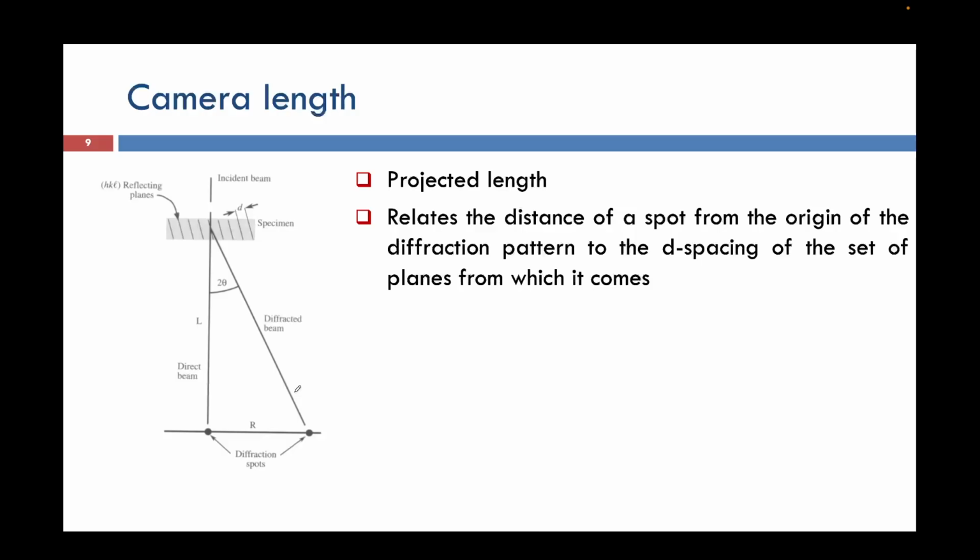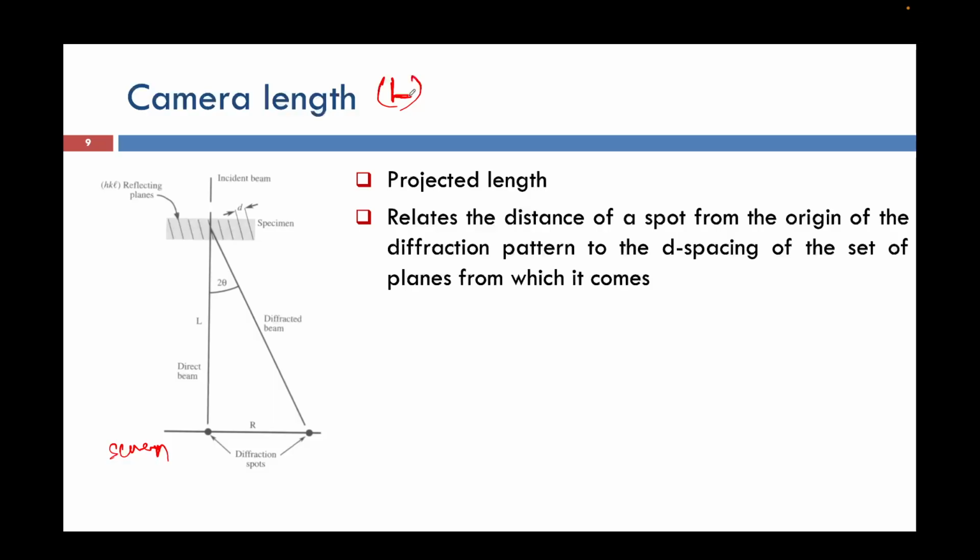Now coming to another terminology associated with electron diffraction, known as camera length. Camera length is not a real length, but rather a projected length. It is the length from the specimen to the diffraction spots, which are formed on the screen. So it's a projected length. Generally this camera length is denoted as capital L. What is the role of this camera length?